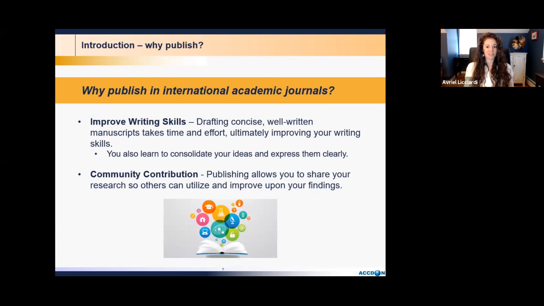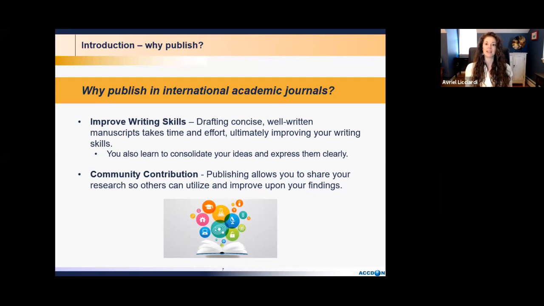Because drafting concise, well-written manuscripts takes time and effort, a bonus of publishing in general, and also publishing in these top-tier journals, is that you ultimately improve your writing skills. And by extension of that, you learn many necessary and important skills that you'll be using later on in your education and in your career. How to express your ideas clearly, how to consolidate your ideas, how to learn from others, reuse their materials in the appropriate way and move forward.